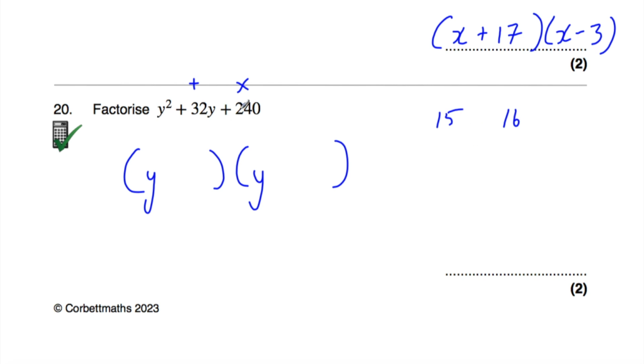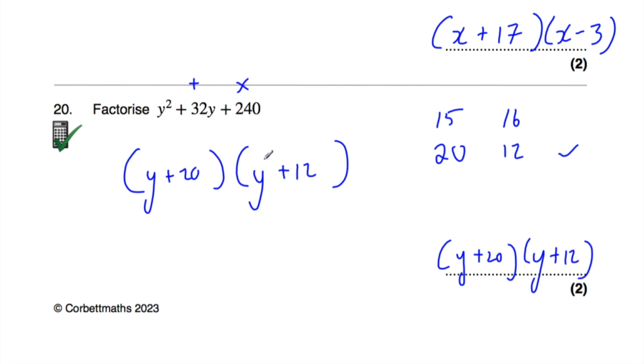So let's now try, well, 240, it's a multiple of 20. So let's try 20, and we would do 20 times 12. And again, we can check that on our calculator. 20 times 12 is 240. And if we add them together, 20 plus 12 is 32. And so that's what we want. We want that option for 20 and 12. So it's going to be y plus 20 and y plus 12. And remember, we could have it the other way around, where it's y plus 12 and y plus 20, but it doesn't matter which way around we put the brackets. So y plus 20 and y plus 12.